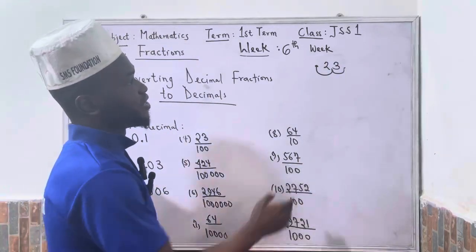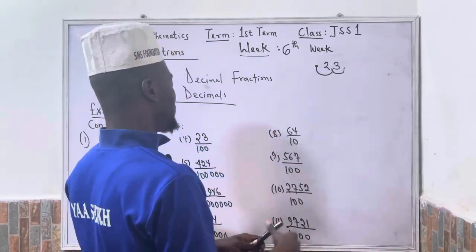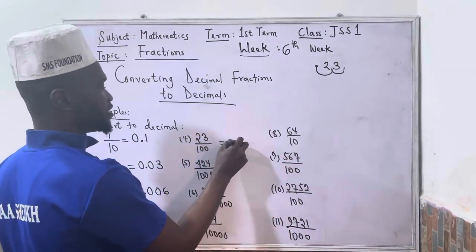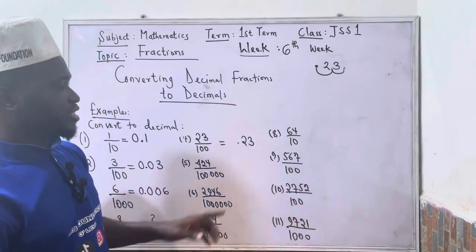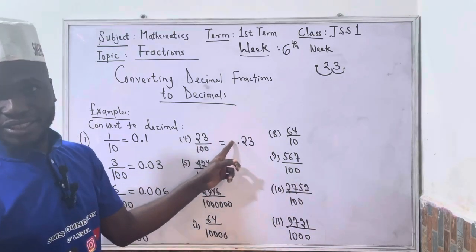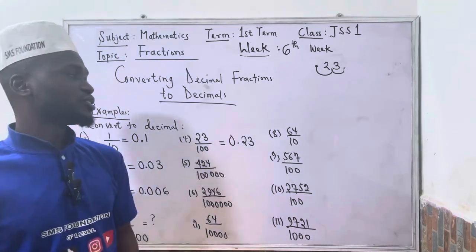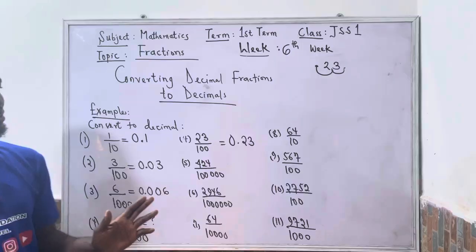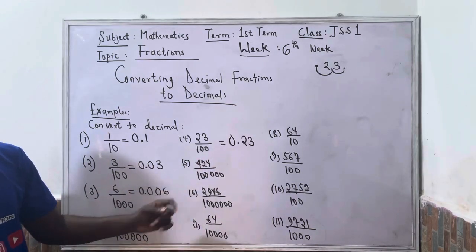The only place where we have empty space is at the beginning, that is before the decimal point. So this is just like saying my answer is 0.23. But I cannot leave this place empty, so I have to put a 0 there. So my answer will be 0.23. That is very simple. So we can use the same method for this.